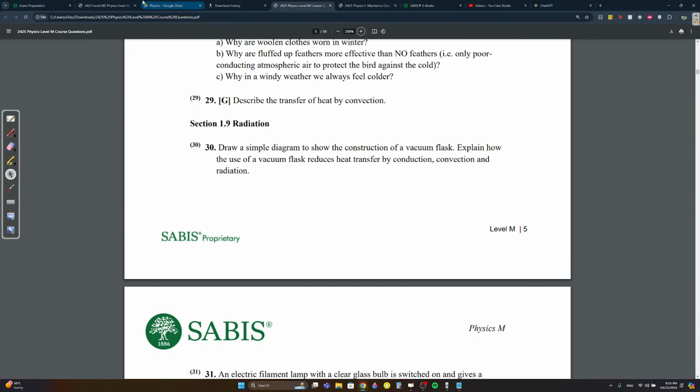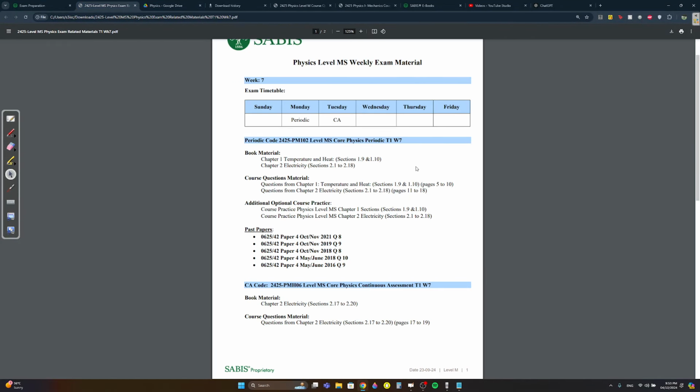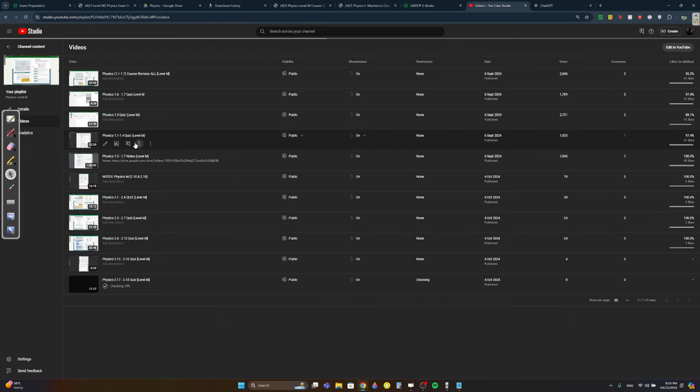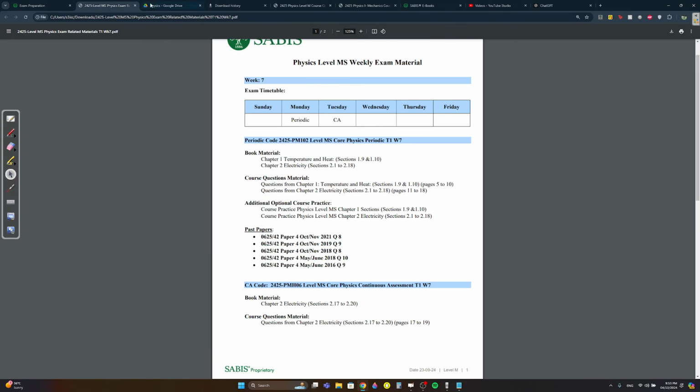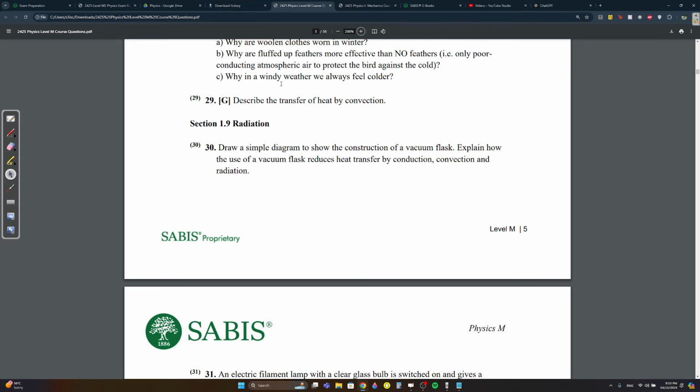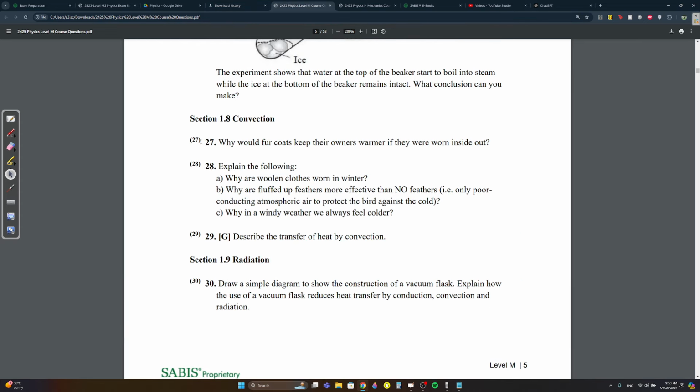Okay, this is, I believe, the 1.9, 1.10, 2.1, 2.18 course questions document. The last periodic I did was up until 1.7. So, you know what I'm going to do now? I'm going to do 1.8, but skip this. It's not required for the periodic.